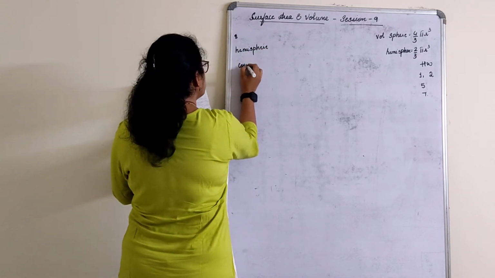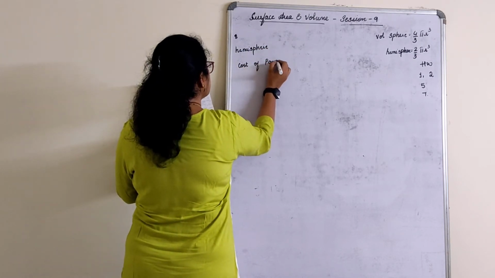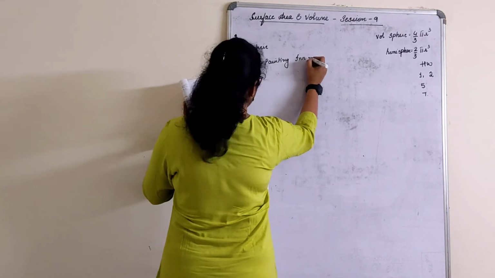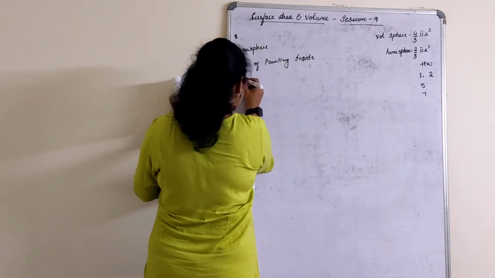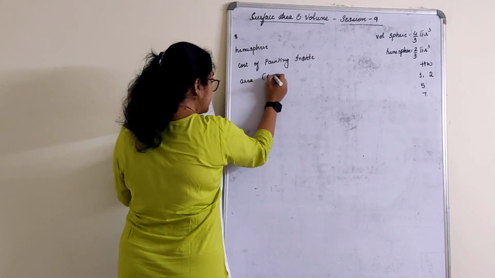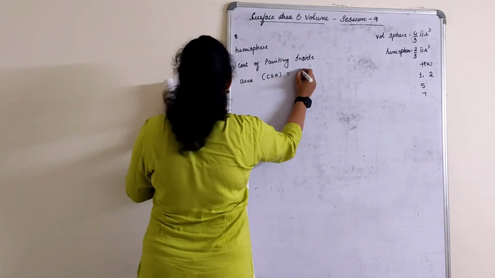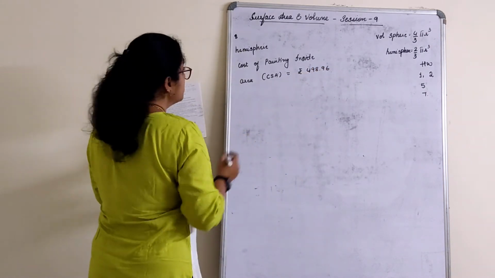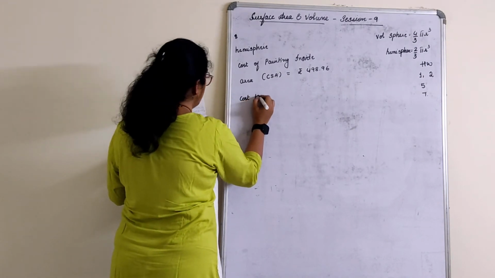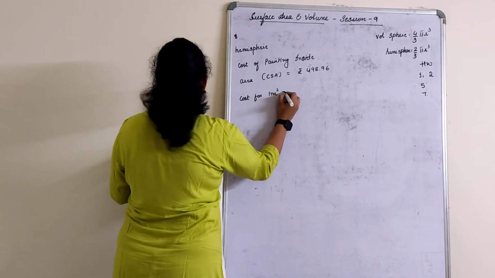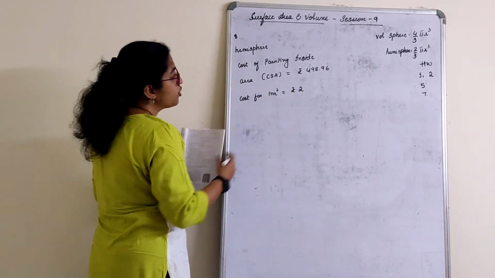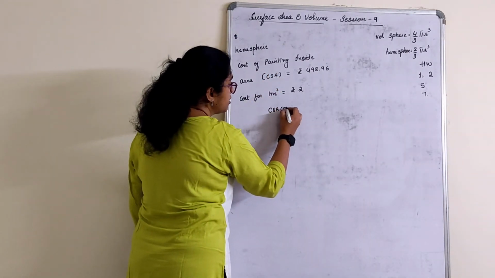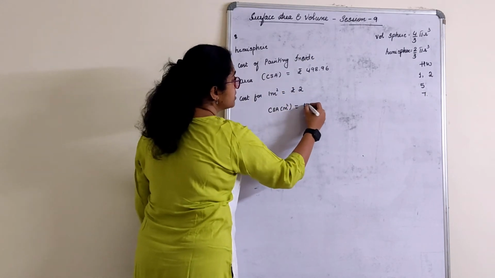Okay. Cost of painting inside area. What is that inside area? CSA. How much is it charging to cost that? Rupees 498.96. Cost for 1 meter square is rupees 2. If cost for 1 meter square is rupees 2, then what is the CSA in terms of meter square for what he is costing?